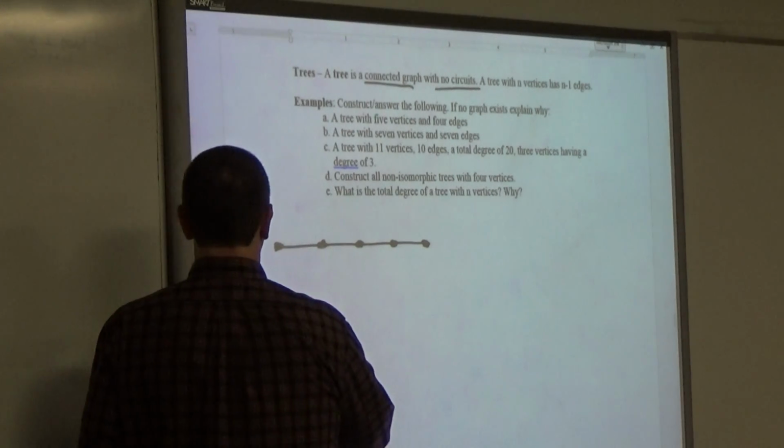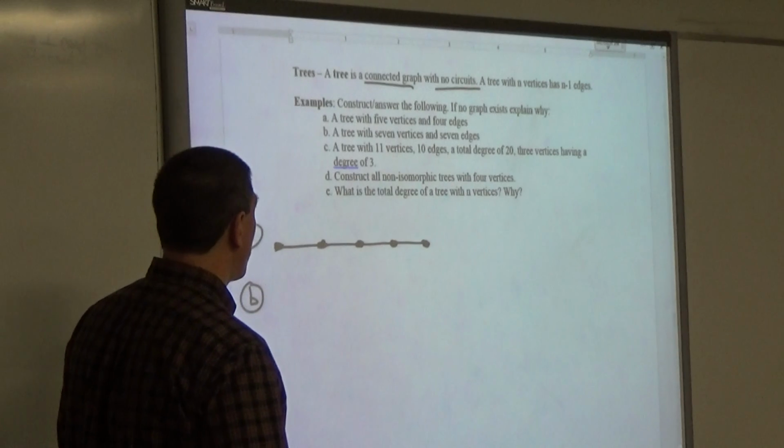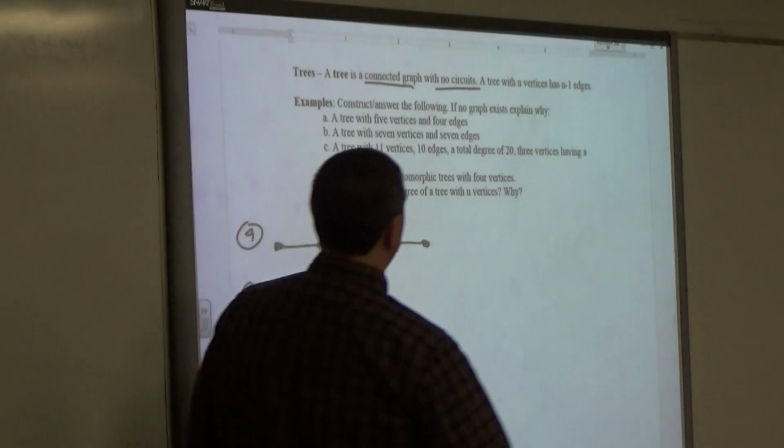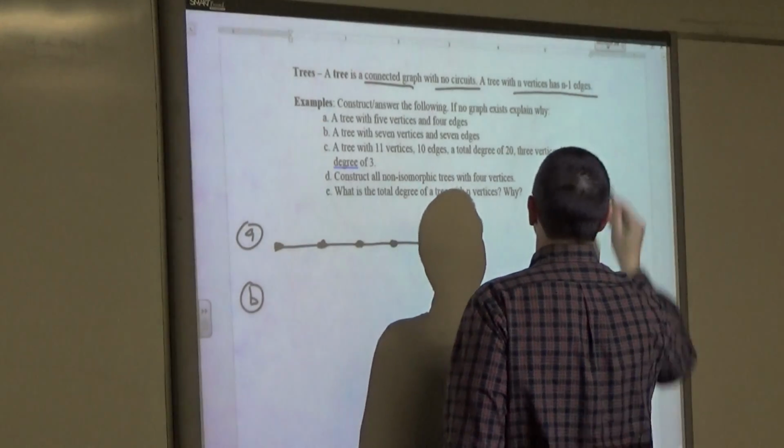Okay. For part B, tree with 7 vertices and 7 edges. So how do you guys do that? Not possible. How come, John? Because a tree with n vertices has n minus 1 edges.